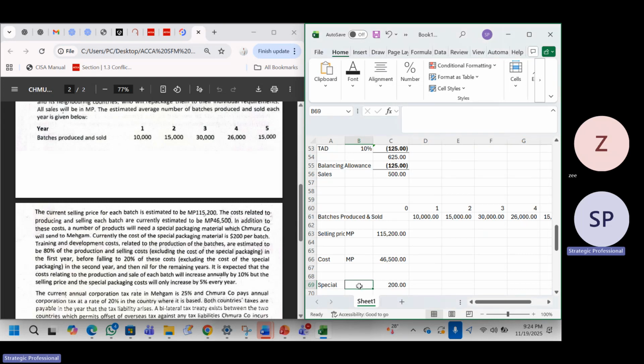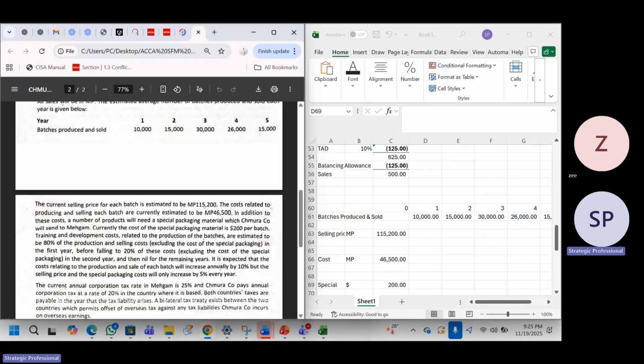So let me just put a dollar sign here. Let's just be breaking it down like that, so that we will not make errors. They now said training and development costs related to the production of the batches are estimated to be 80% of the production and selling costs, excluding the cost of the special package, in the first year, before falling to 20% of this cost, excluding cost of the special package, in the second year, and then nil for the remaining years.